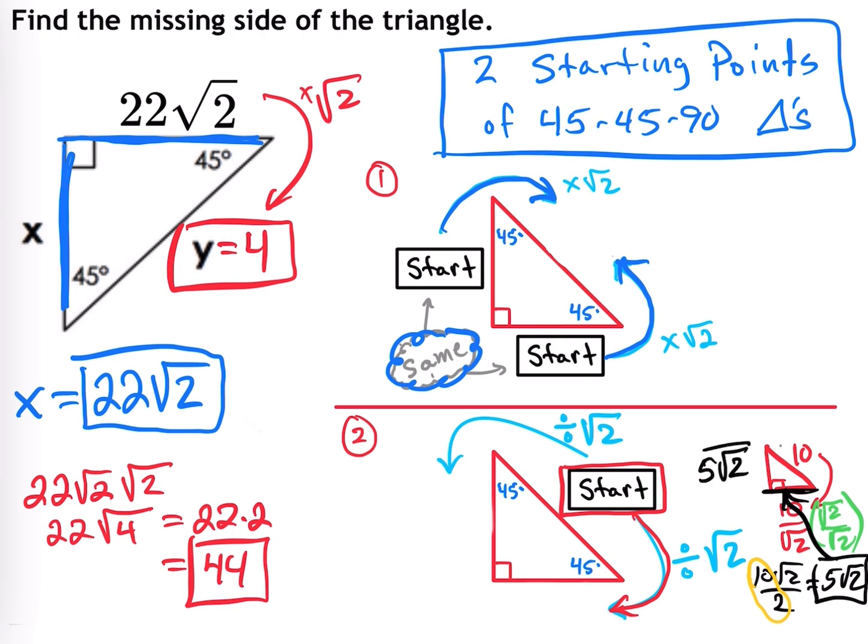That is the harder kind of questions you're going to see for 45, 45, 90 triangles that you should also be aware of. That you then have to take 10 and divide it by the square root of 2, and it turns into, in this case, 5 square root of 2.